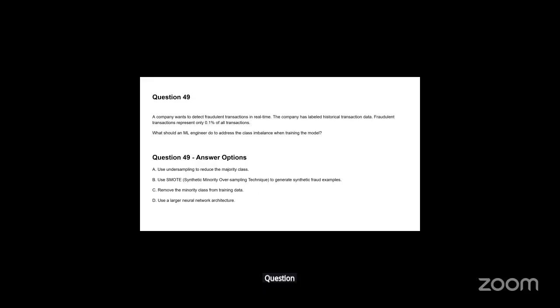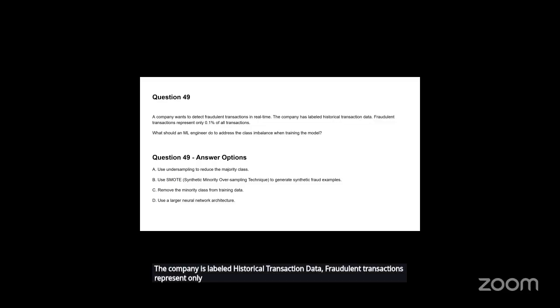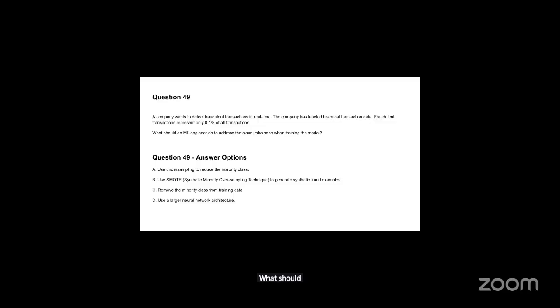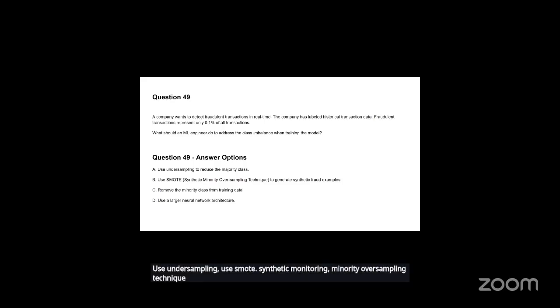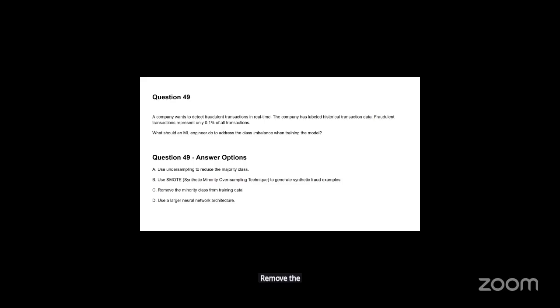Question 49. A company wants to detect fraudulent transactions in real time. The company has labeled historical transaction data. Fraudulent transactions represent only 0.1% of all transactions. What should an engineer do to address the imbalance when training the model? Use undersampling, use SMOTE, synthetic minority oversampling technique, to generate synthetic fraud, remove the minority class, or use a larger neural network architecture.